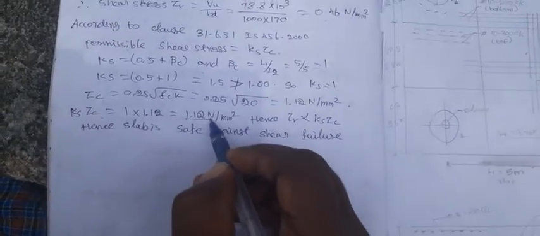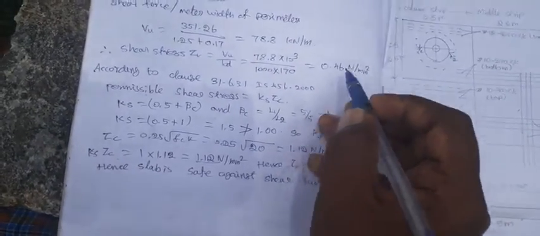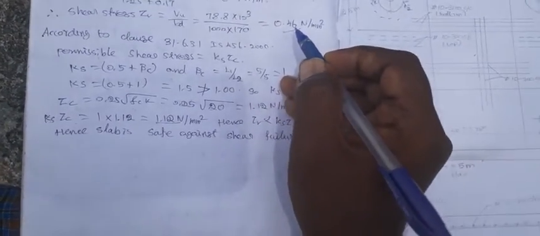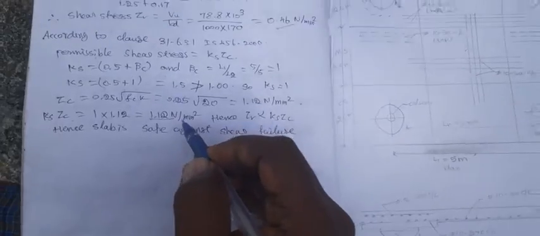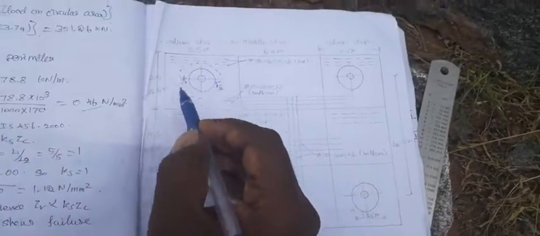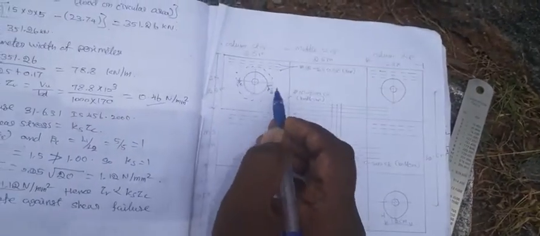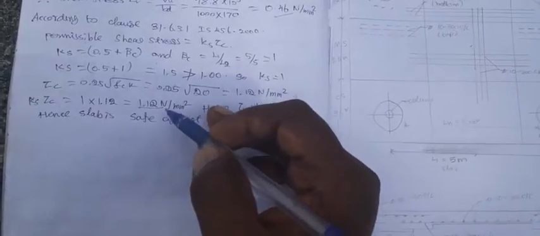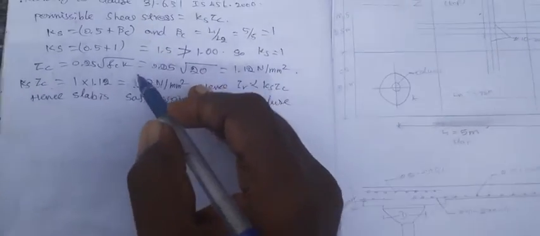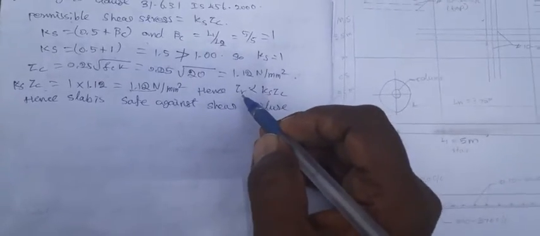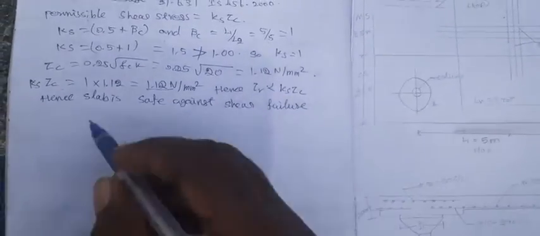So here it is 1.12 Newton per mm square, but the actual tau v is 0.46. So 0.46 is a lesser value compared to 1.12 Newton per mm square. So the actual shear stress acting on these portions is less than its capacity. Its capacity is 1.12 Newton per mm square. So tau v is a lesser value, hence it is okay. So it is safe against shear failure.